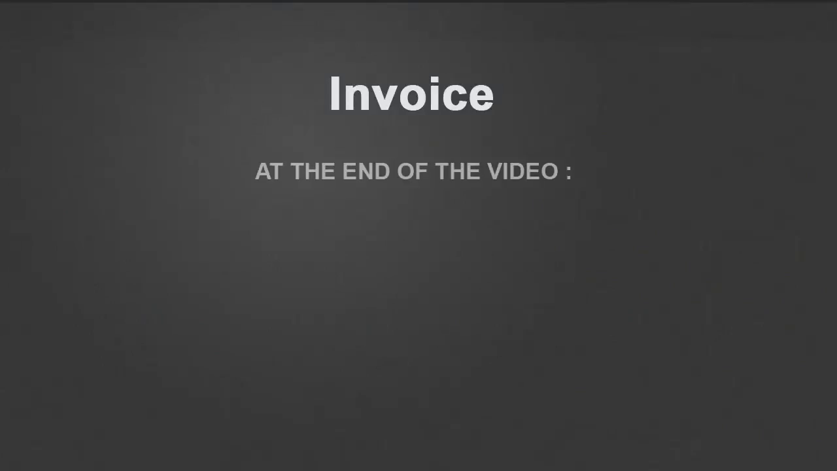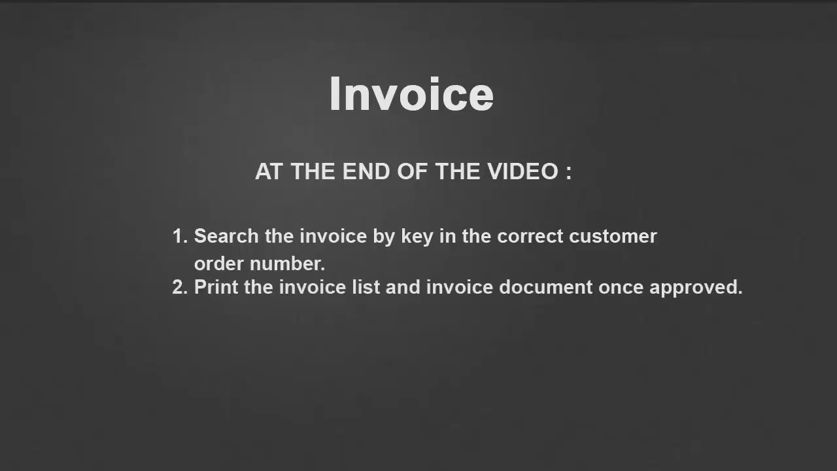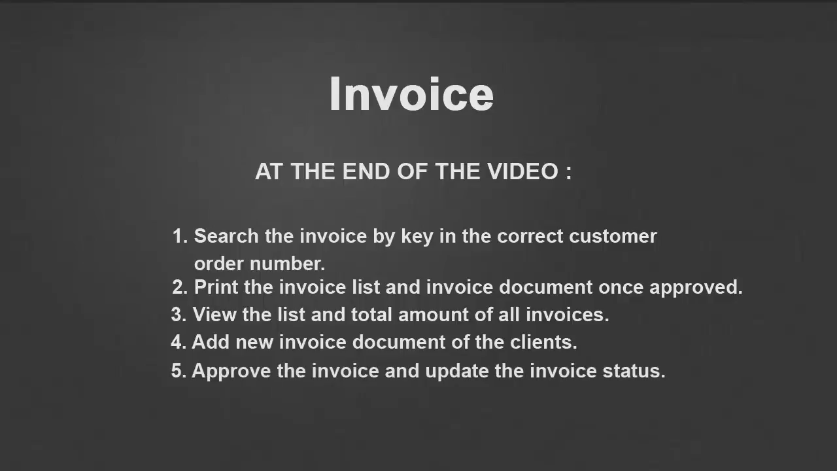Invoice. At the end of the video, you are able to first, search the invoice by key in the correct customer order number. Second, print the invoice list and invoice document once approved. Third, view the list and total amount of all invoices. Fourth, add new invoice document of the clients. Fifth, approve the invoice and update the invoice status.